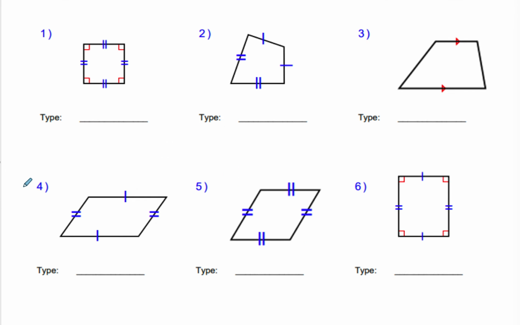So what we're going to do for our first type of problem is identify all of the possible names for the given shape. So here I have 4 equal sides, I have 4 right angles, so it is going to be a square. That's going to be the best name for it. But we're going to put the other names there too. So it is also a rhombus. It is also a rectangle. And it is also a parallelogram.